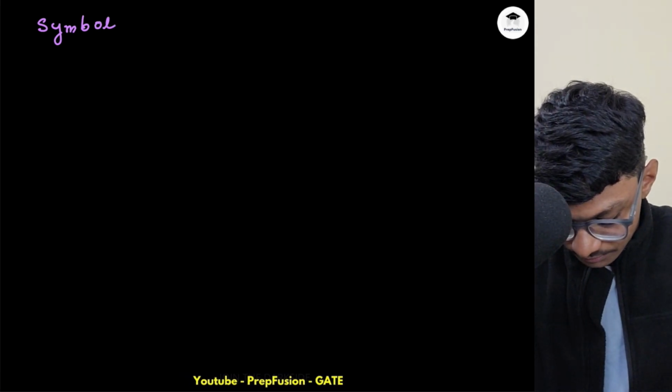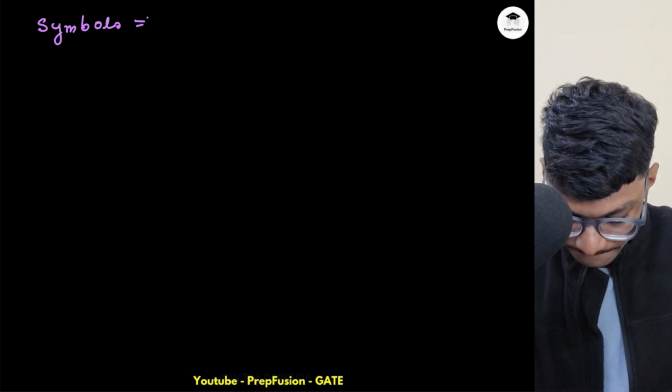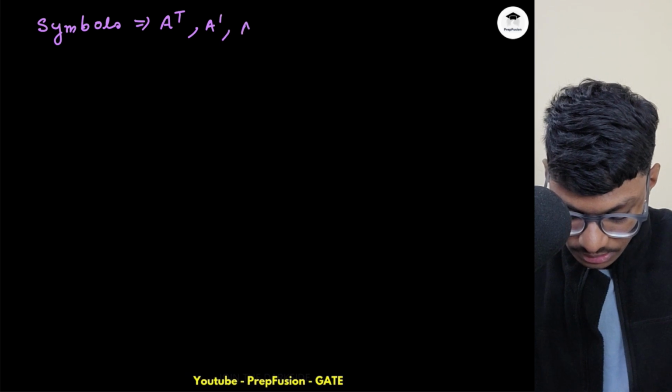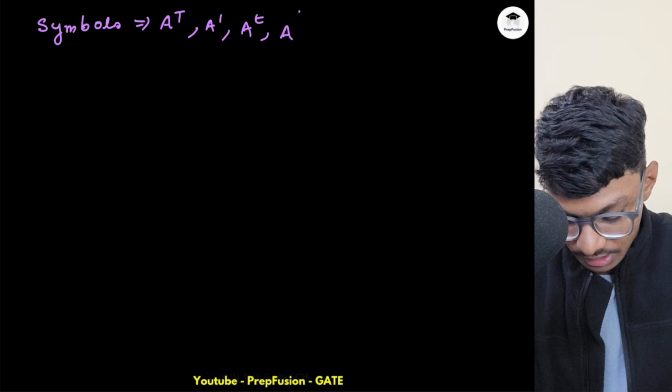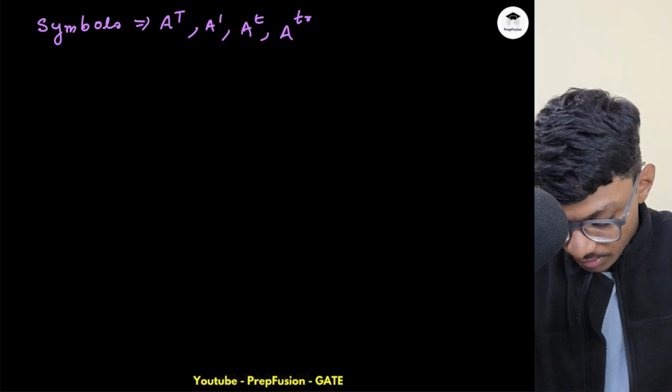Symbols. So the symbol is basically A transpose, A dash, A small t, or you can write it like ATR. These may also come up in questions. So what do we mean by A transpose?